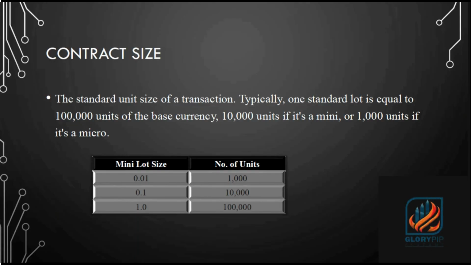Why does lot size matter? Your lot size directly affects how much profit or loss you make per pip, even from the same price movements. So how do you choose the right lot size? It depends on your account balance and, as I mentioned before, your risk tolerance, also the leverage you're using, and the stop loss and trade setup.